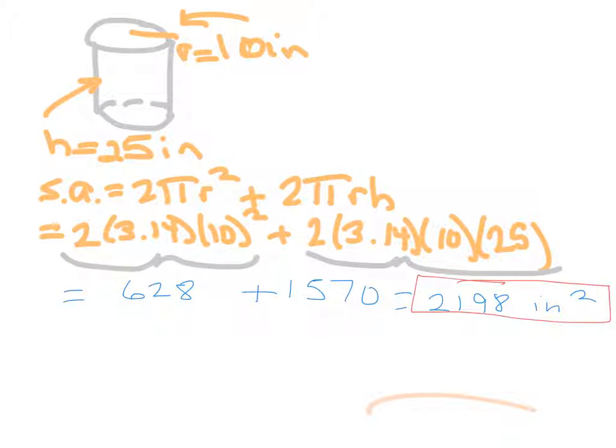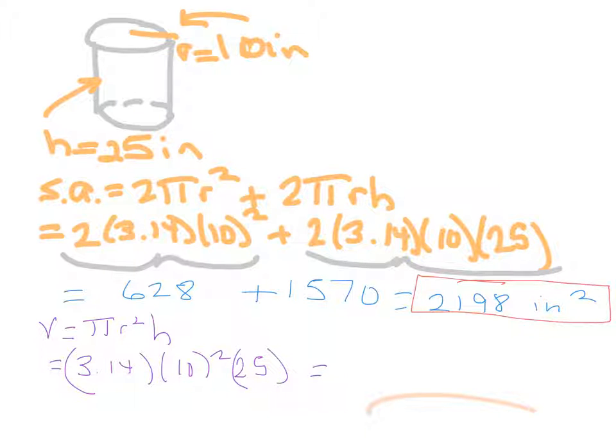Now the next thing we're going to look at is volume of this cylinder. Volume formula is pi r squared times h. We know our value of pi is 3.14. Our radius is 10, so we're going to square that, and our height is 25. When I multiply those three factors together, I get 7,850 cubic inches, which is just our unit of measurement, raised to the third power, because we're measuring now in 3 dimensions for volume.